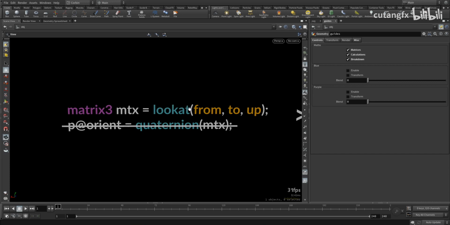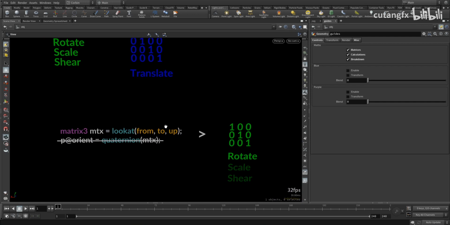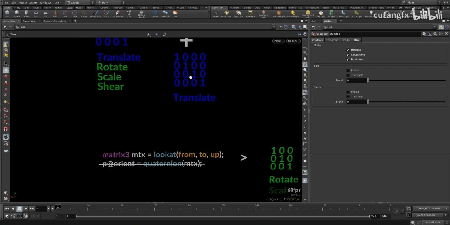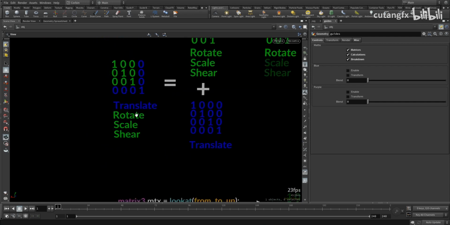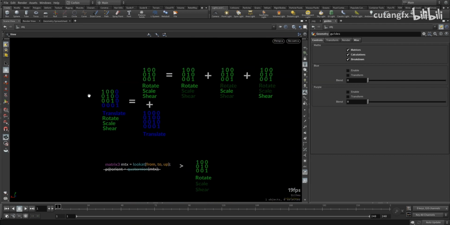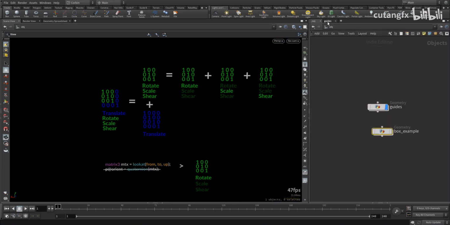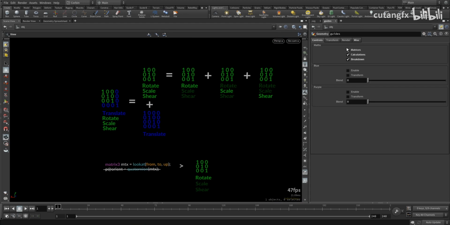We already use the lookat function, and we already have a 3 by 3 matrix. But what we do need to do is add scale in, and then add translations in order to get our transformation matrix, which is essentially everything combined. Okay, so let's dive in and have a look at this.